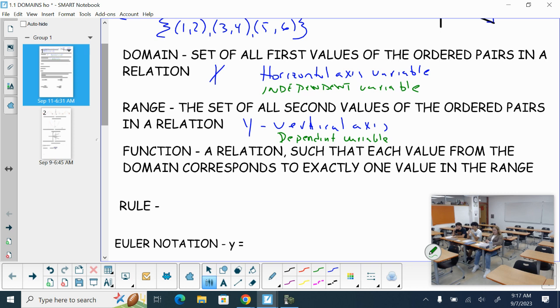A relation or a function is a relation such that each value from the domain corresponds to exactly one value from the range. Each value from the domain corresponds to exactly one value of the range. And that's the idea of a function.